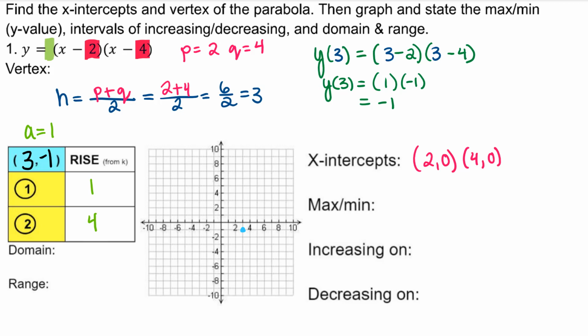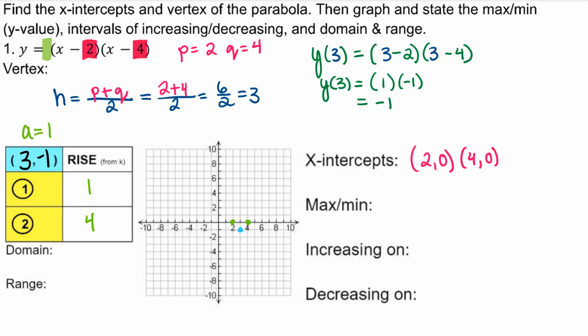Centered around the vertex, I'm going to go 1 unit to the right, and then we'll rise 1 unit. 1 unit to the left and rise 1 unit. Then 2 units to the right, we'll rise 4 units. 2 units to the left of the vertex, we'll rise 4 units. As you can see, 2 of those points are our x-intercepts.